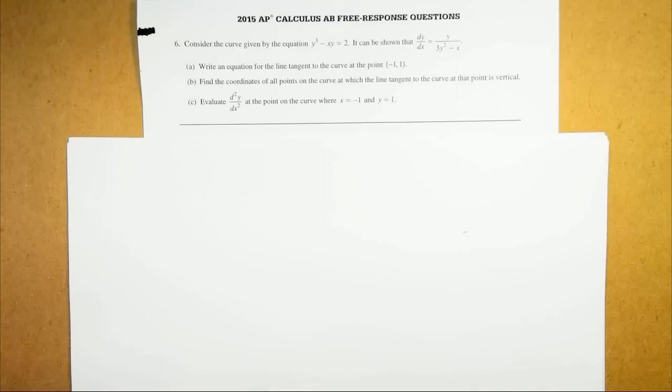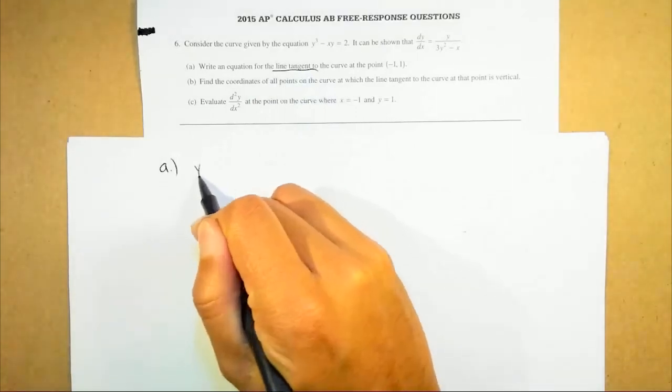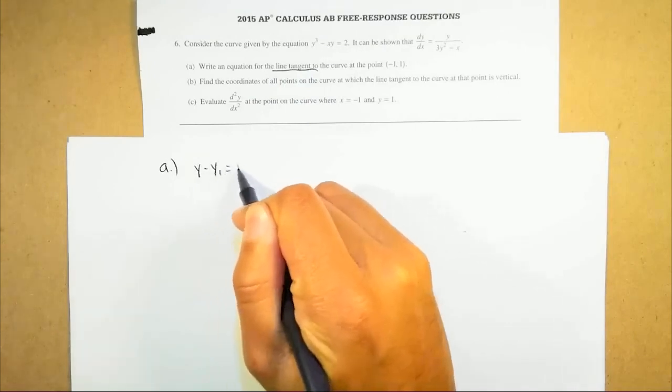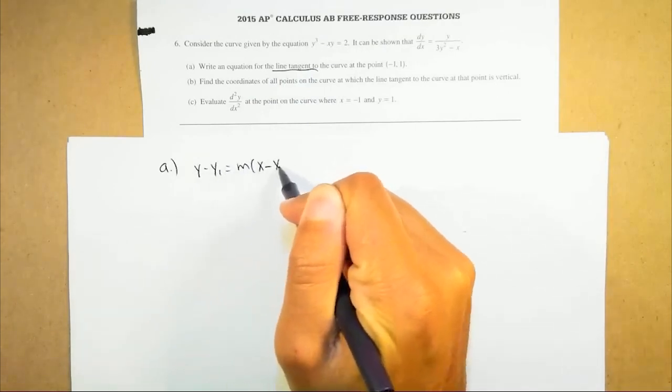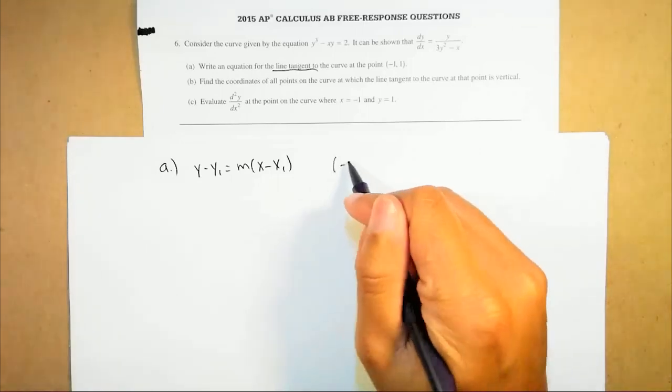So let's go ahead and get started. It says, consider the curve given by the equation y cubed minus xy equals 2. It can be shown that dy over dx equals that equation. It says, write an equation for the line tangent to the curve at the point negative 1, 1. Keyword, line tangent. When I see that, that's my favorite thing because I know that for part A, all I have to do is y minus y1 equals m times x minus x1, where your y1, x1 are your coordinates negative 1, 1.